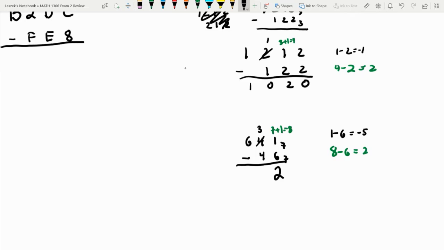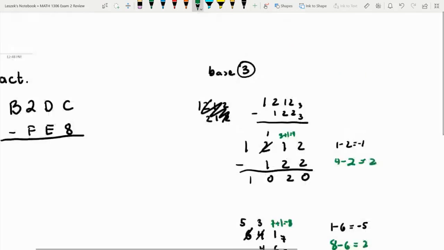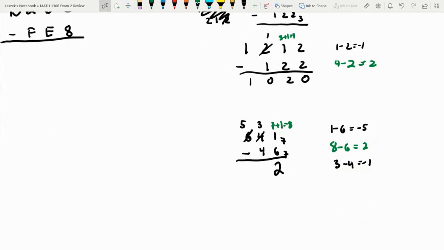Okay, and then 3 minus 4 for the next column is negative. So we need to borrow from the next column, so that 6 will be reduced to a 5. And when we borrow, we're borrowing a base value of 7. So we get 7 plus 3 is 10. And then 10 minus 4 is 6. And then finally, 5 minus 0 is 5.